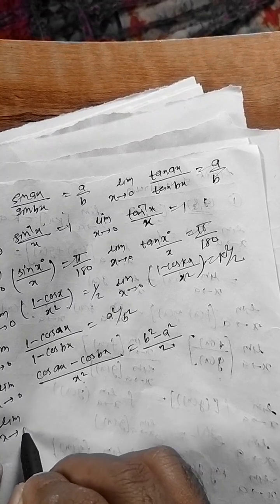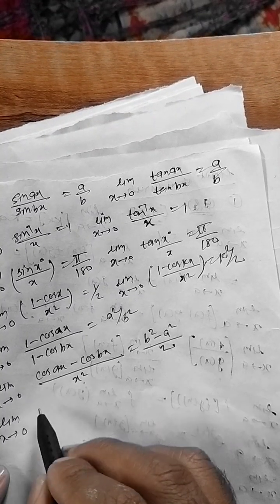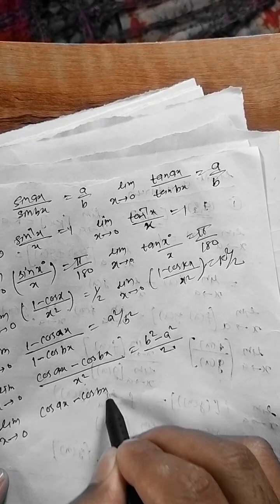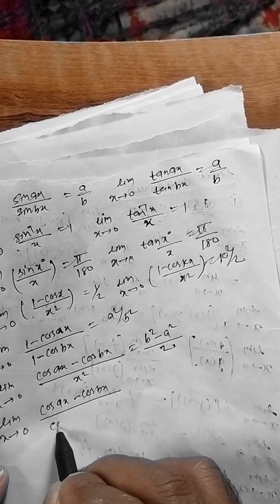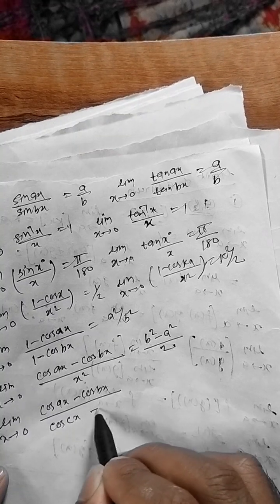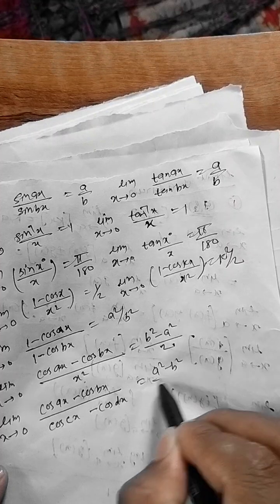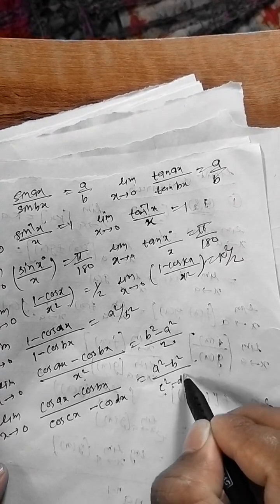Limit x tends to 0 (cos ax minus cos bx) upon (cos cx minus cos dx) equal to (a square minus b square) upon (c square minus d square).